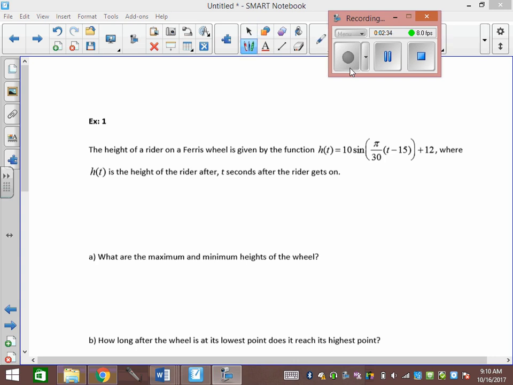It's good. Good times. The height of a rider on a Ferris wheel is given by that. So that's the rider going around, correct? It's not the actual Ferris wheel. It's the dude on the Ferris wheel going around the Ferris wheel. Yeah? h of t is the height of the rider after t seconds. So h of t is the height of the rider. We always want to know, because they have to tell us what the variables represent when they give us variables. They can't just assume we know what they are. And then t is the time in seconds after the rider gets onto the Ferris wheel. We agree?